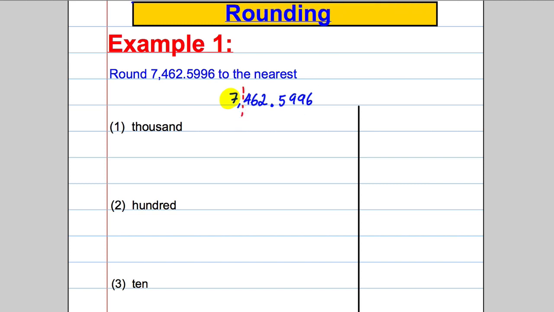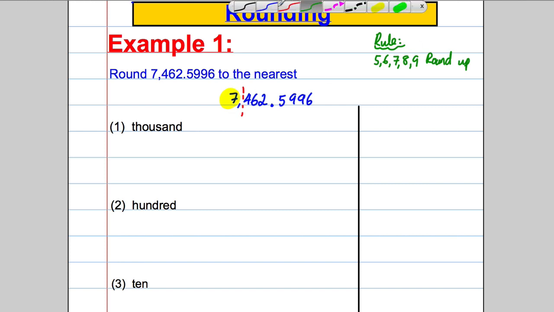And then we work with the following rule. Here's the rule we use when rounding: if the digit after the column we're interested in is 5, 6, 7, 8, or 9, we round up the column we're interested in. And if the digit after the column we're interested in is 1, 2, 3, or 4, we round off. I'll show you exactly what these mean in this example.